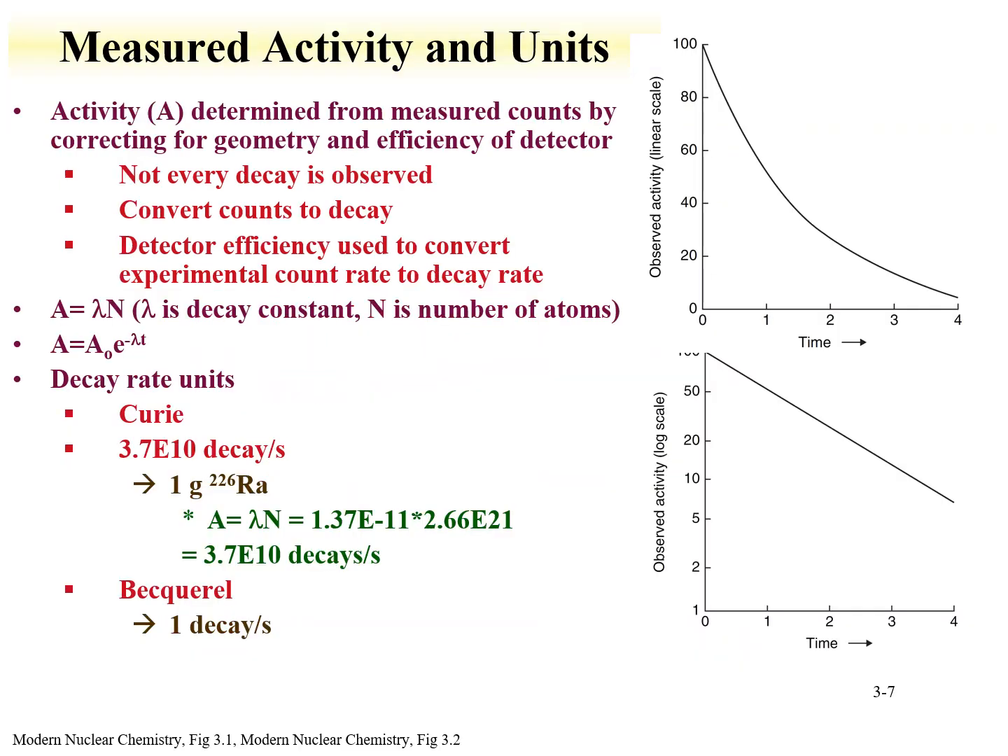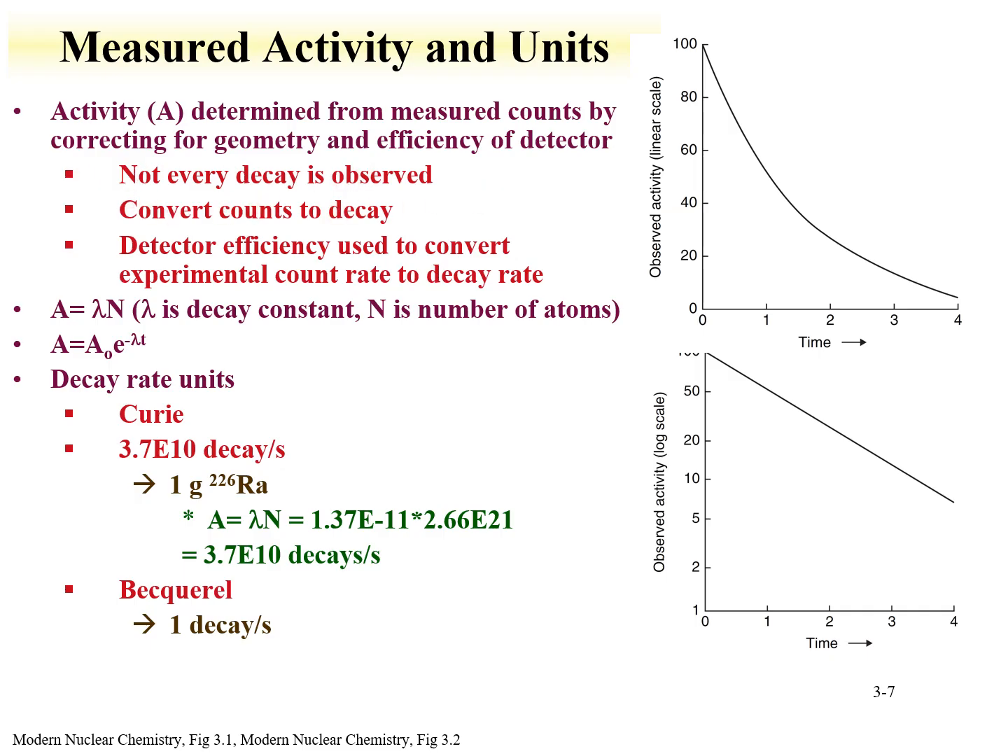Let's discuss the relationship between activity and counts. When something decays, we discuss the activity of an isotope. It's got activity equals lambda N. It may have an activity of 10 becquerel. So the question is, if I put that on the detector and I get 10 decays per second, how many of those are going to turn into counts? Because not every decay is observed. The detector is not 100% efficient.